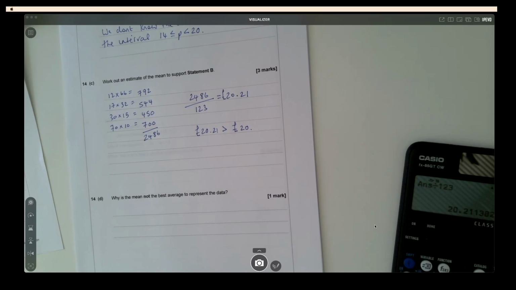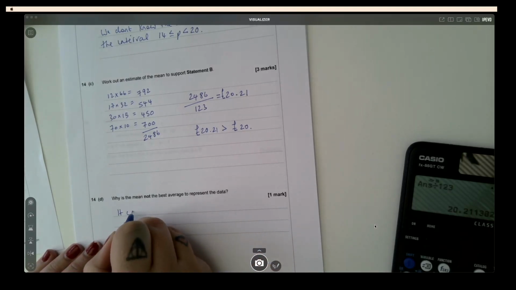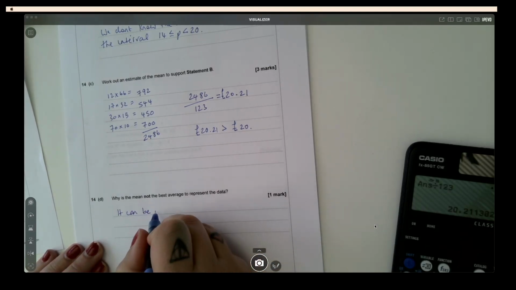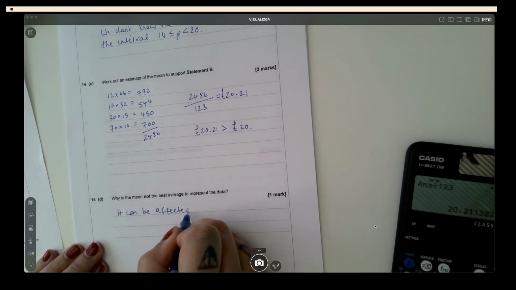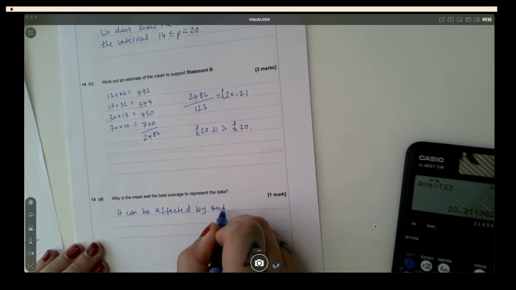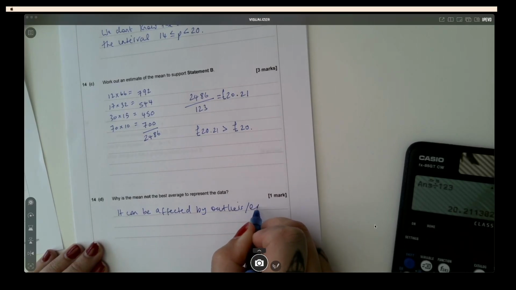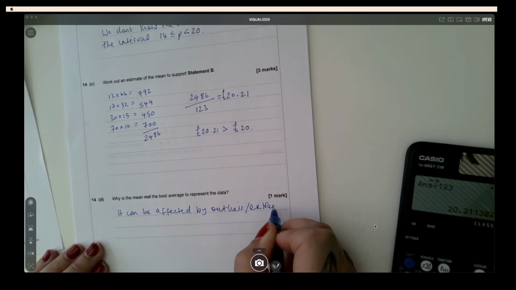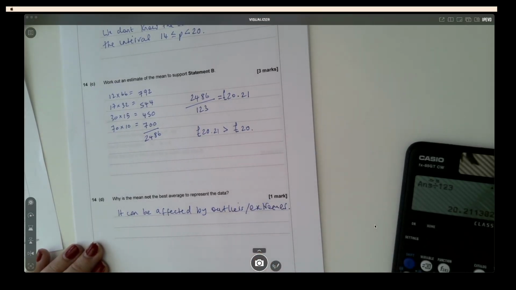Okay, 14D. Why is the mean not the best average to represent the data? This is simply because it can be affected by outliers or extreme data values. Because it includes all of the data, doesn't it? We can't see it visibly.